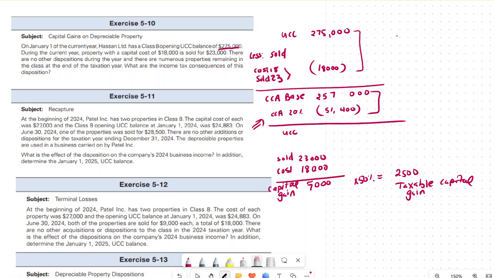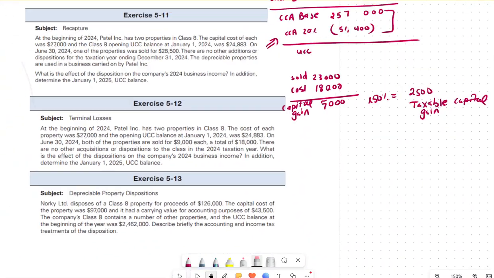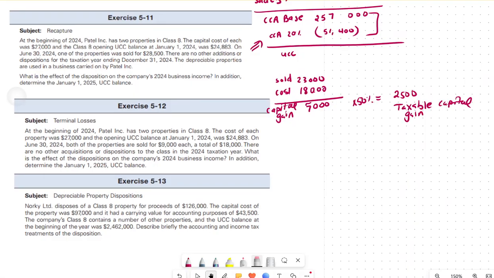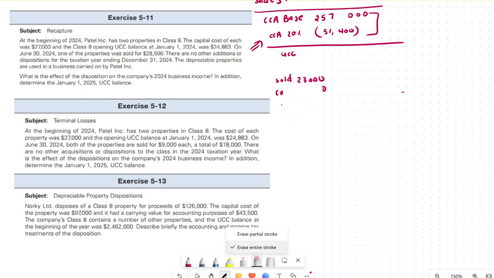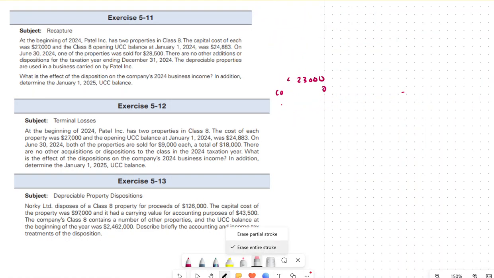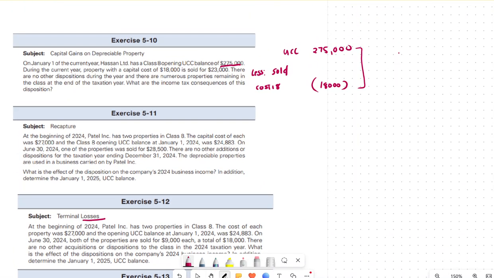Now I'm only going to do recapture and terminal loss. I'm going to do 12 and 13, just to show you how we know if it's a recapture or a terminal loss. That's the one we are going to be doing. Oh, no, I have to do recapture first before I can do a terminal loss. So we have a recapture here.